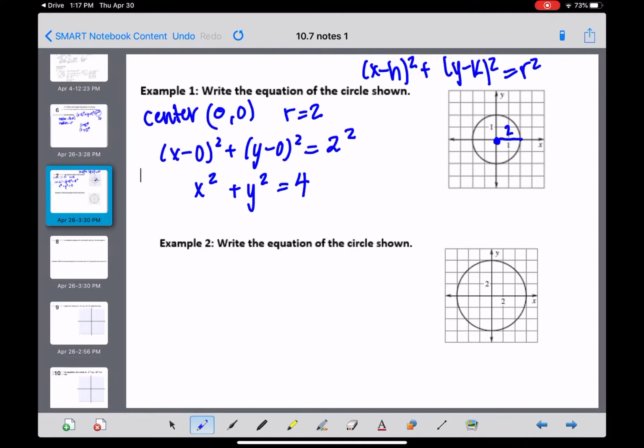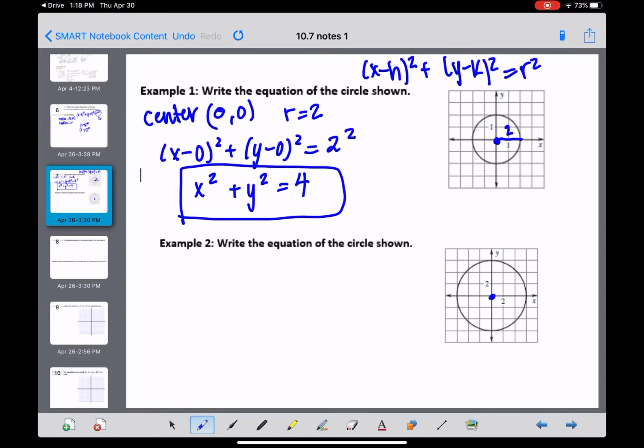So you can write it as x minus 0 and y minus 0, but when you subtract 0, nothing happens. So it's just the same thing. This is our equation of the circle, and that's how we leave it. Okay, try the second one on your own. Pause the video. Okay, now play when you're done.